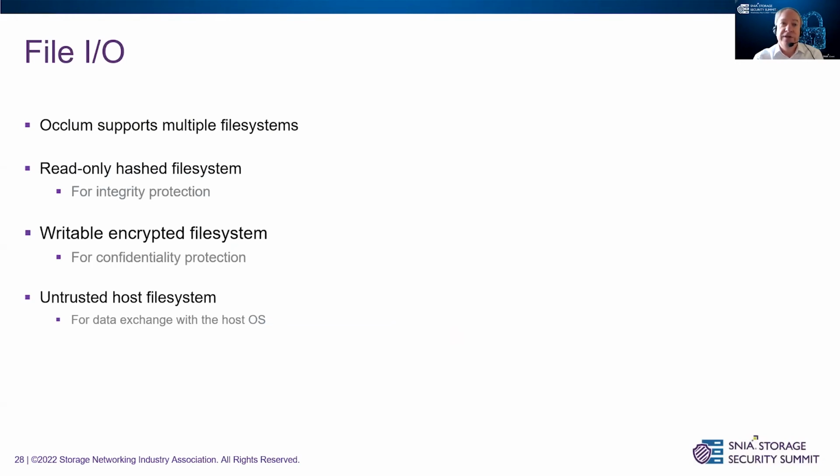The library OS can be used to provide secure file access. For example, Occlum offers a read-only hashed file system for integrity protection, a writable encrypted file system for confidentiality protection, and an untrusted host file system for data exchange with the host OS.